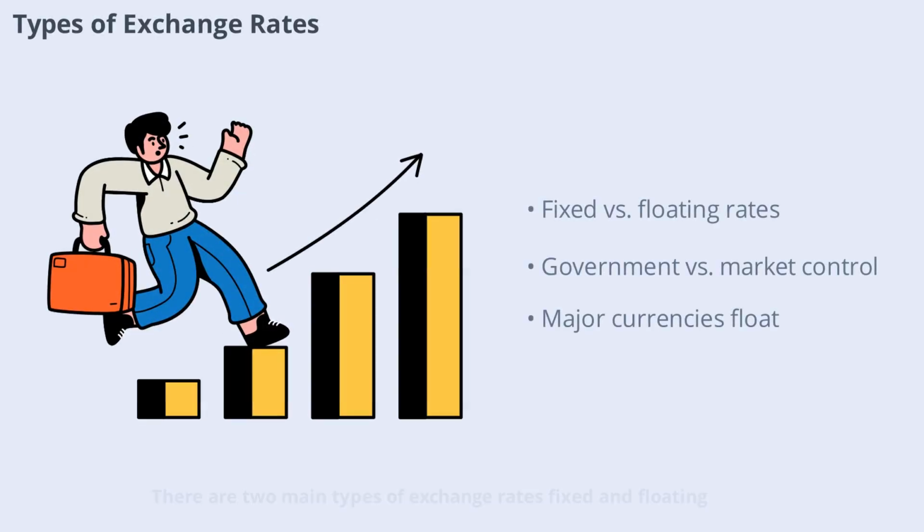There are two main types of exchange rates: fixed and floating. A fixed exchange rate is set and maintained by a country's government, while a floating exchange rate is determined by the market forces of supply and demand. Most major currencies like the US dollar and the euro use floating rates. Some countries, however, prefer to peg their currency to a stable one like the US dollar to maintain economic stability. Understanding these types helps you see why rates change and what influences them.